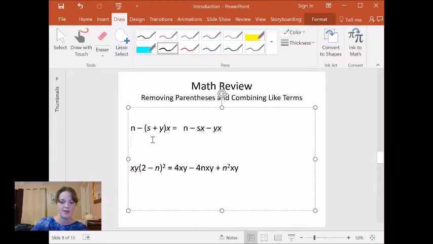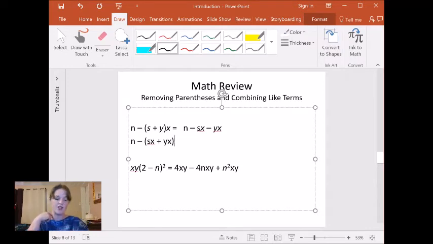So let's do that. Oh, maybe I'll just type n minus, and then I have a parentheses, becomes sx plus yx. Oh yeah, I like that way better than my stylus.